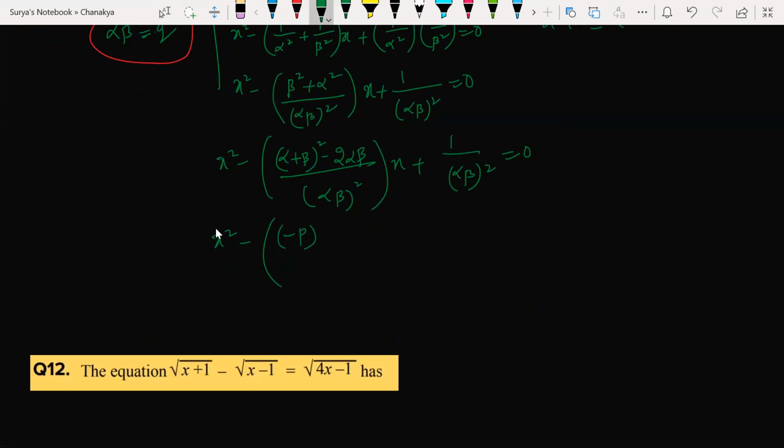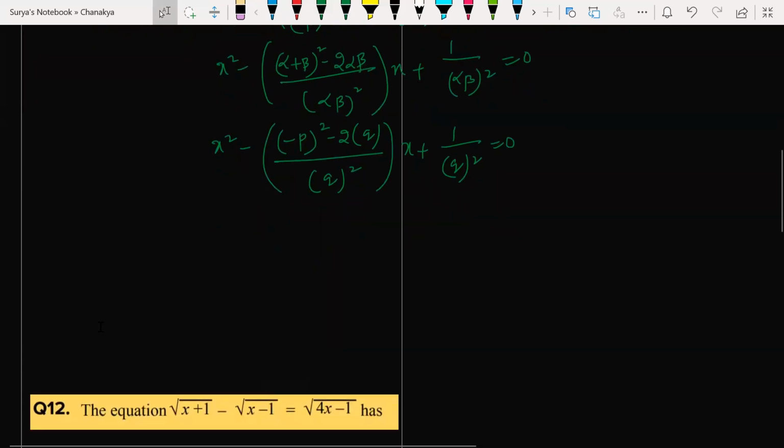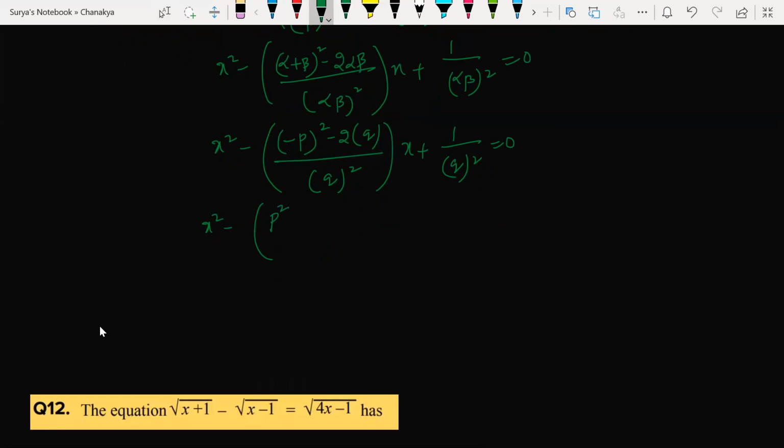(Minus p) whole square minus 2 times q, alpha beta is q, divided by q whole square, into x plus 1 by q whole square is equal to 0. So x square minus, (minus p) whole square gives p square minus 2q, divided by q square, into x plus 1 by q square is equal to 0. Understood, guys?